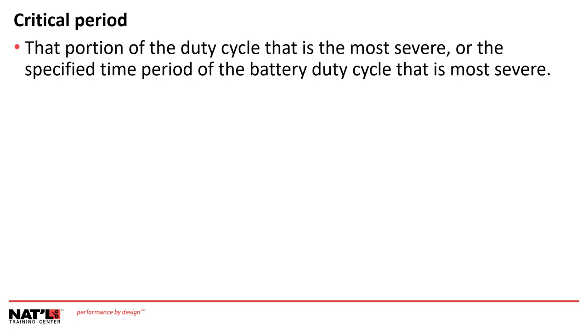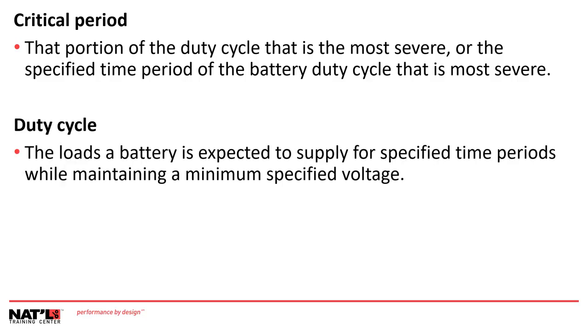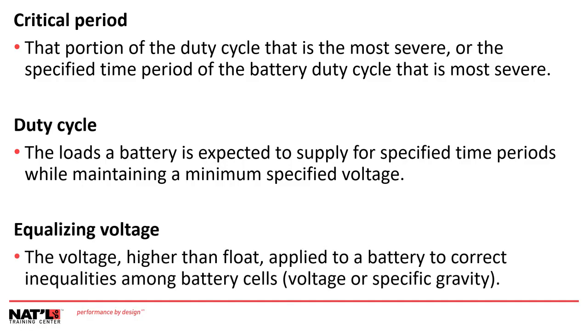Critical period. That portion of the duty cycle that is the most severe, or the specified time period of the battery duty cycle that is most severe. Duty cycle. The loads batteries are expected to supply for a specified time period while maintaining a minimum specified voltage. Equalizing voltage. The voltage, higher than float, applied to a battery to correct inequalities among the battery cells. That would be in voltage or specific gravity, or both.